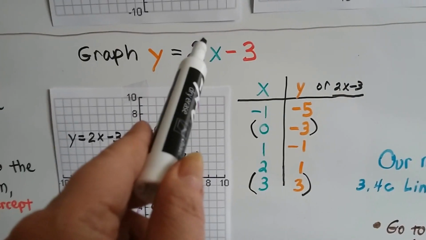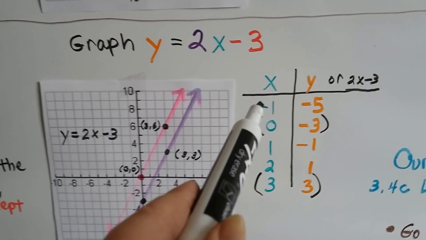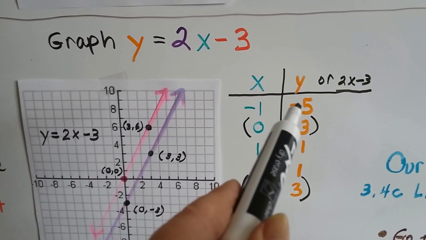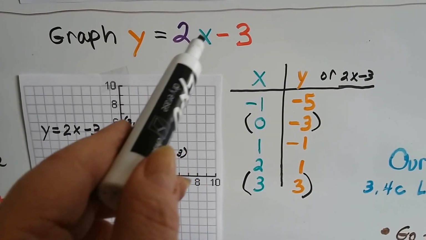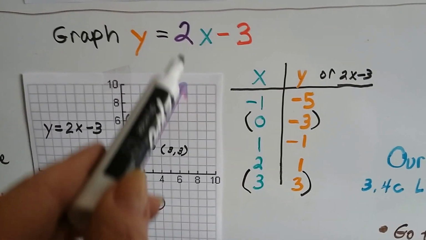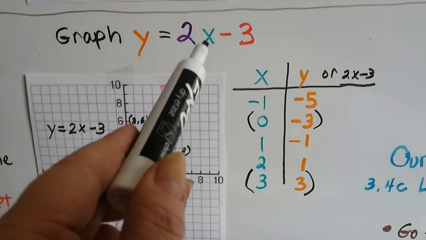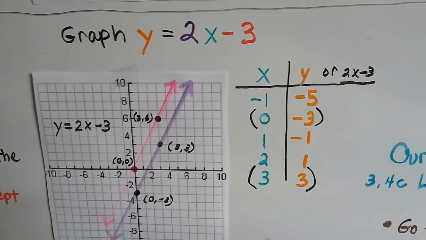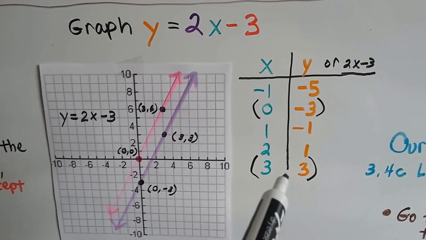So to graph this equation, we need to find x and y values that make this true. So I try a negative 1 for x. Well, that would be negative 2 minus 3. That would give me a negative 5. If I use 0, well, x is a 0. 0 times 2 is 0. 0 minus 3 is a negative 3. If x were a 1, it would be 2 minus 3. That would be a negative 1. If it were a 2, it would be 2 times 2 is 4 minus 3. Then it would be a positive 1. And if that was a 3, 2 times 3 is 6, minus that 3 would be a positive 3.